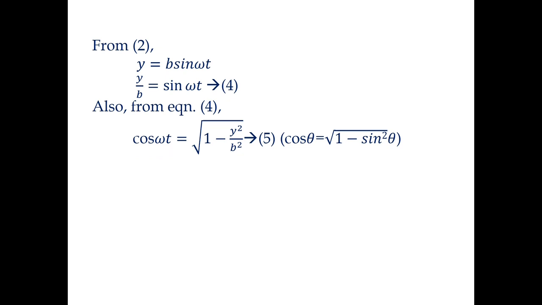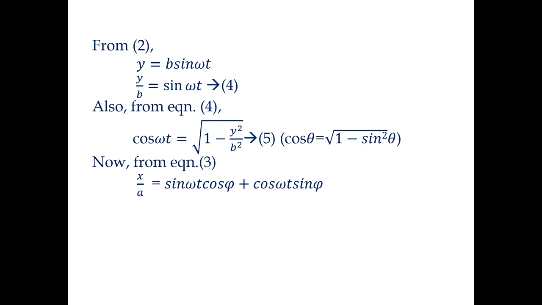From equation 4, this is the value of sine omega t. I want the value for cos omega t. We all know cos square theta plus sine square theta is equal to 1, or cos theta will be equal to root of 1 minus sine square theta. So using this expression, I can write cos omega t is equal to root of 1 minus sine square omega t. In place of sine omega t, let me put y by B. So it is root of 1 minus y square by B square. So I have the value for sine omega t as well as for cos omega t.